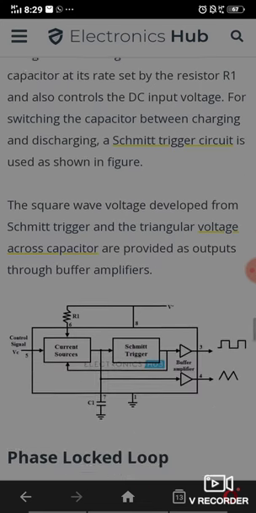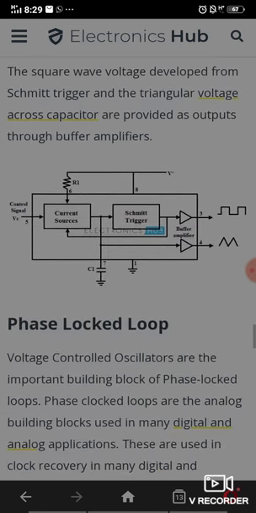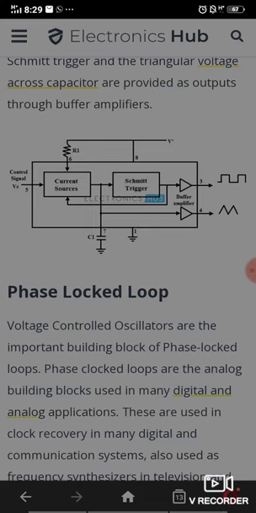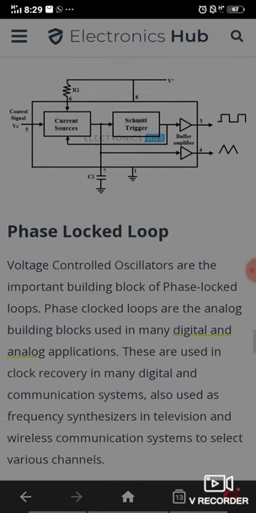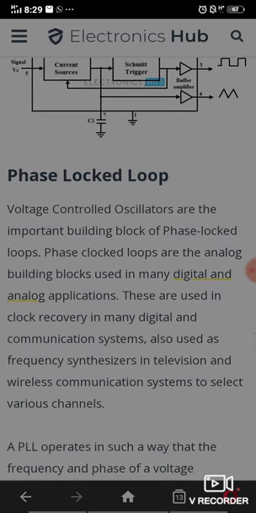So, buffer amplifier. Phase lock loop: the voltage controlled oscillator is an important building block of the phase lock loop. The phase lock loop is an analog building block used in many digital and analog communications. These are used in clock recovery in many digital communication systems, and also used as a frequency synthesizer in televisions and wireless communication systems to select various channels.